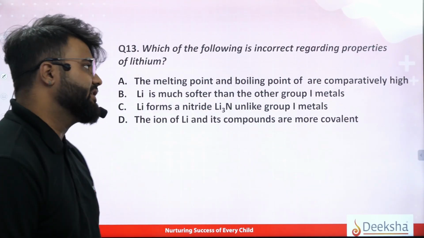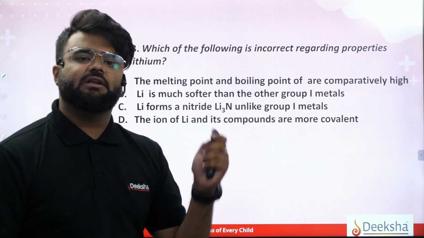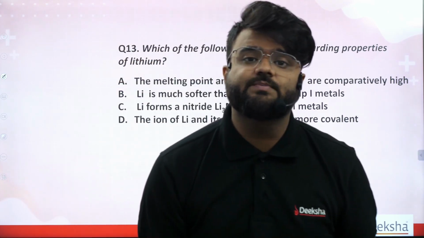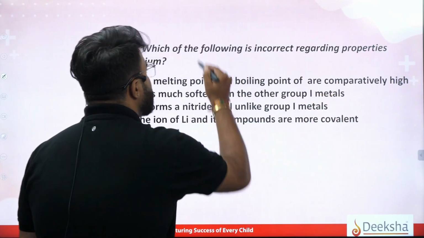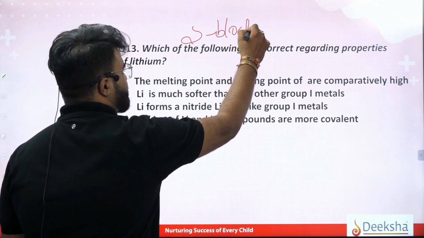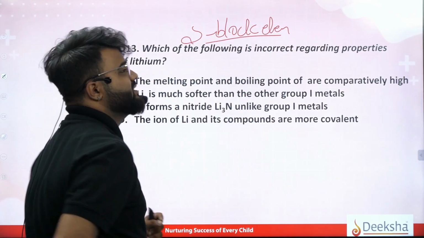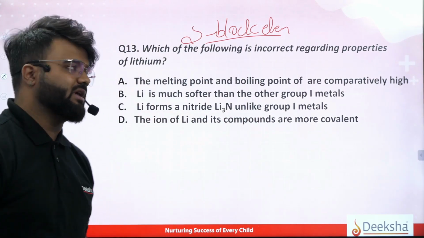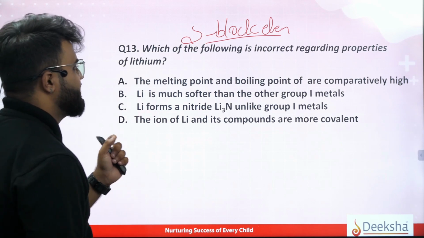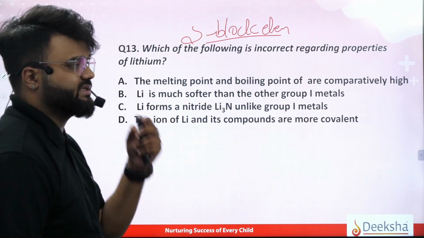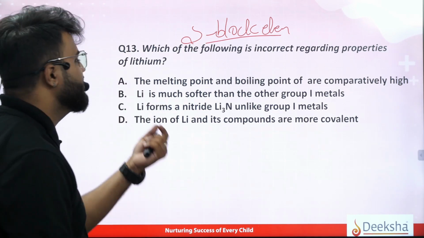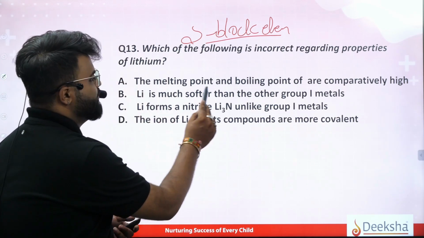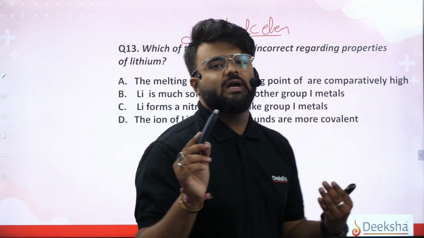Coming back to question number 13, which of the following is incorrect regarding the properties of lithium? Lithium has anomalous properties, and this question is from the S block elements. Lithium is in group 1, the S block, and it has an anomalous behavior. First we will see the incorrect statements and judge by going through the options. Option A, the melting point and the boiling point are comparatively high.